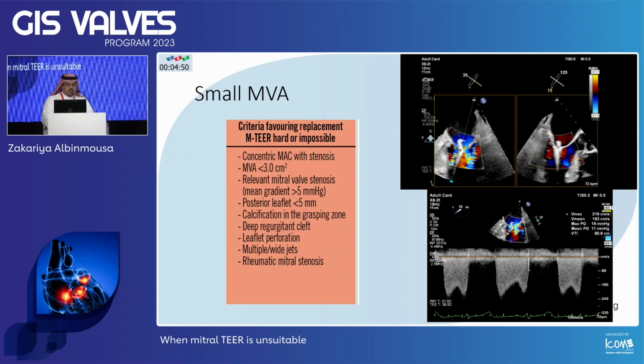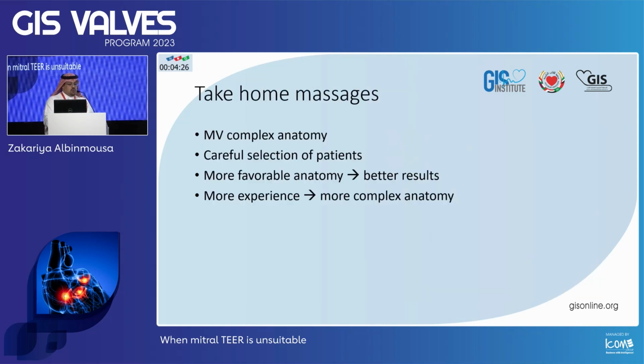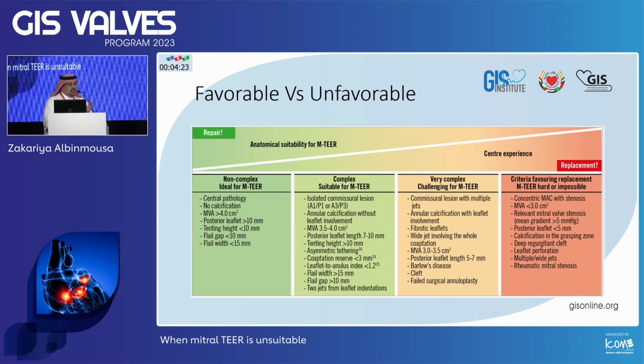As I said, if you start with small mitral valve area, you might have higher gradient, and like in this case, we opted to stop the procedure and remove the device, not to deploy it because of this high gradient. So, going back to this table, as you go more toward the right, you will have more complex anatomy. Maybe it is done, but with careful selection and with more experience, you will be able to do it.